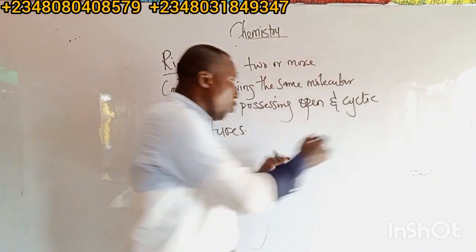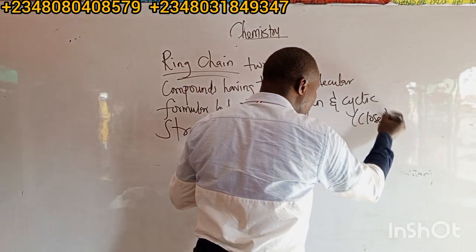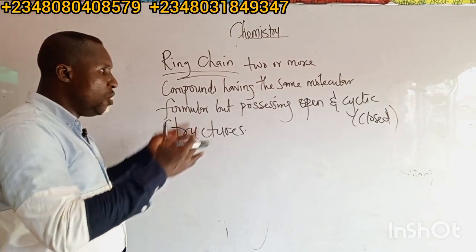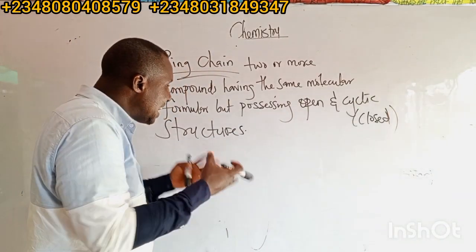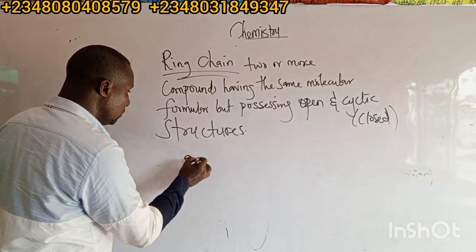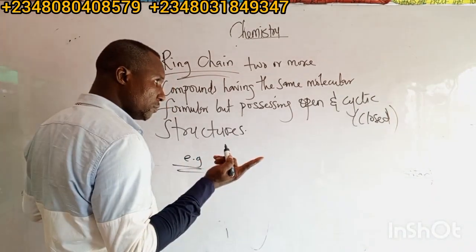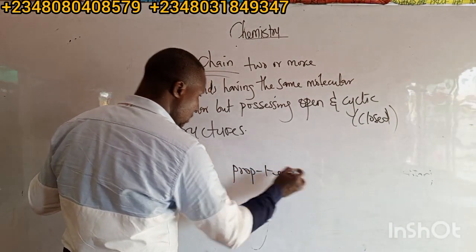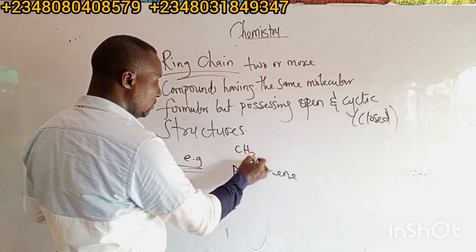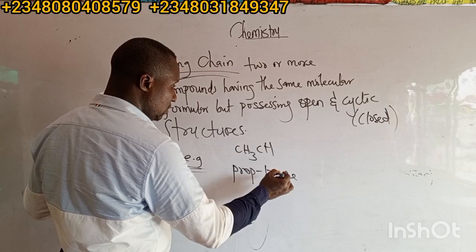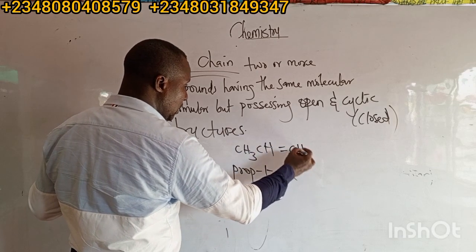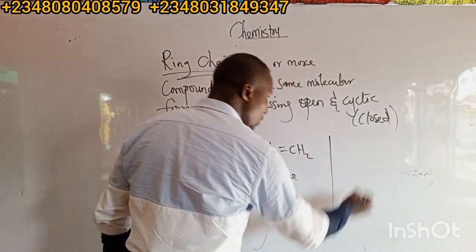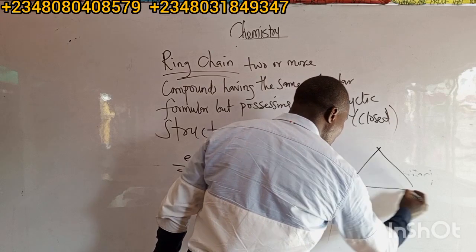Cyclic structure is for closed chain. When you have two or more compounds having the same molecular formula but possessing open and cyclic structure. An example, when you have prop-1-yne, which is CH2, this can give you something like this.